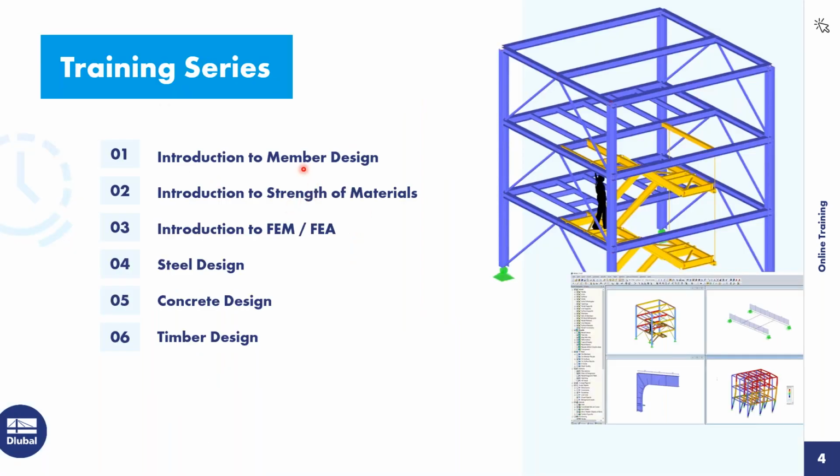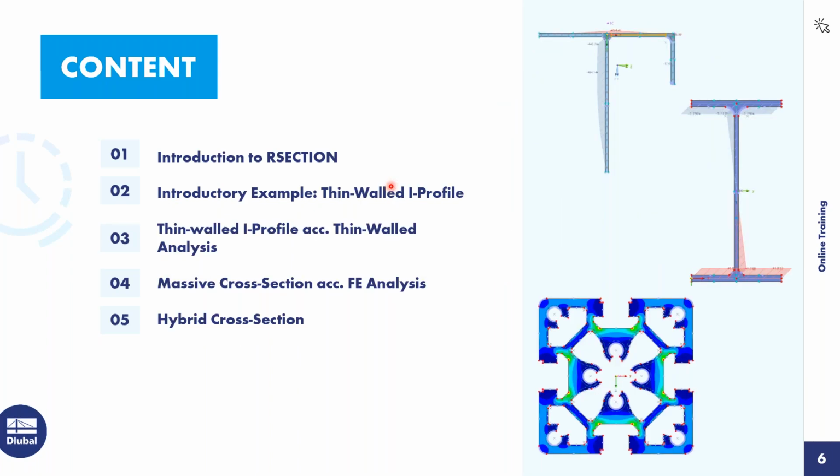Our training series consists of 6 different topics. Today we have the second part, the introduction to the strength of materials. And what can you expect today? First of all, you will get an introduction to RSECTION. RSECTION is our cross-section standalone program for the creation and calculation of user-defined and any different cross-sections and profiles. You can calculate thin-walled profiles and also massive profiles. This is a huge advantage: you need only one cross-section program, RSECTION, in order to calculate various and different profiles and cross-sections. It doesn't matter if they are thin-walled cross-sections or massive cross-sections.